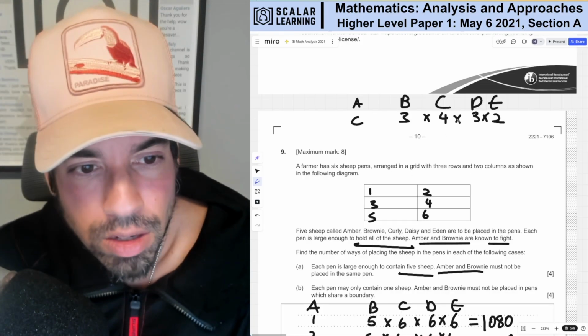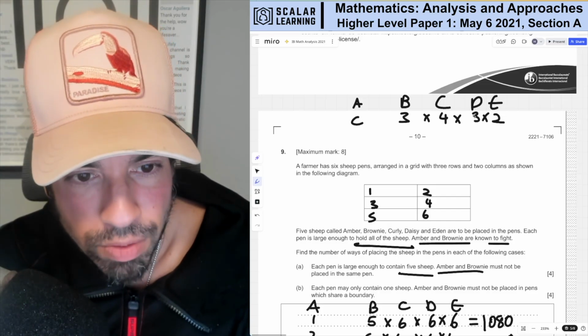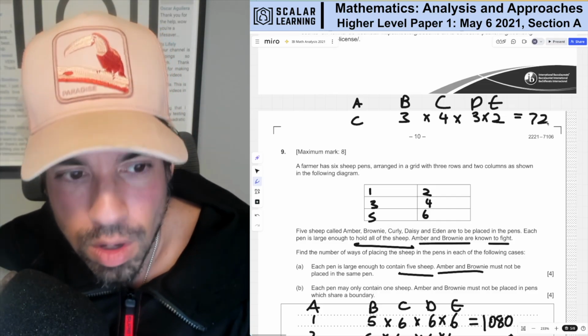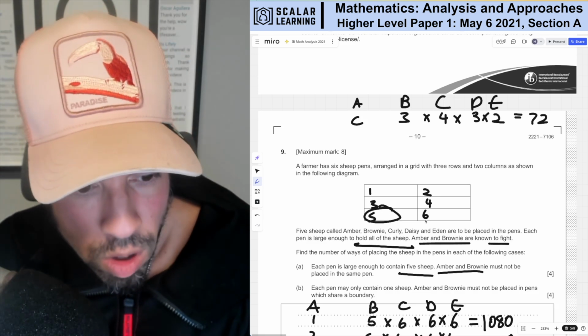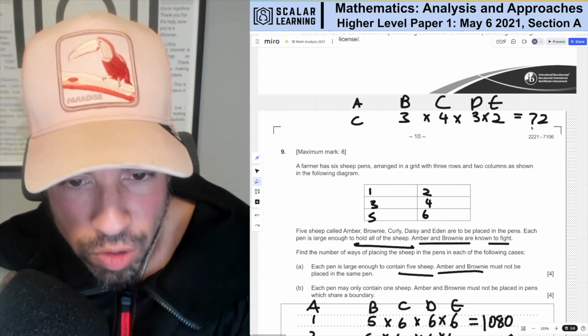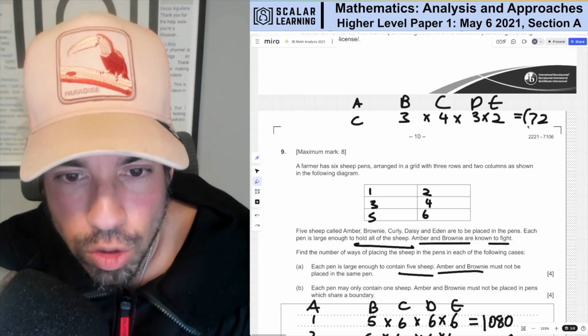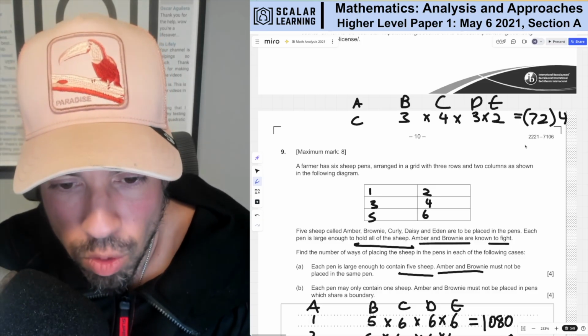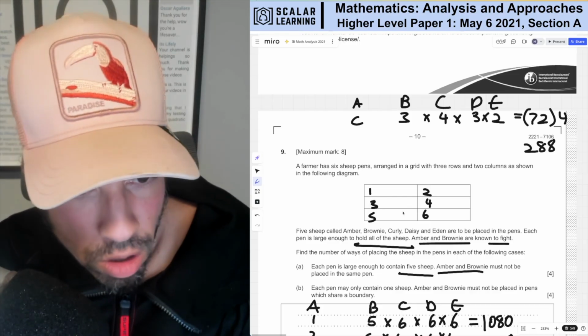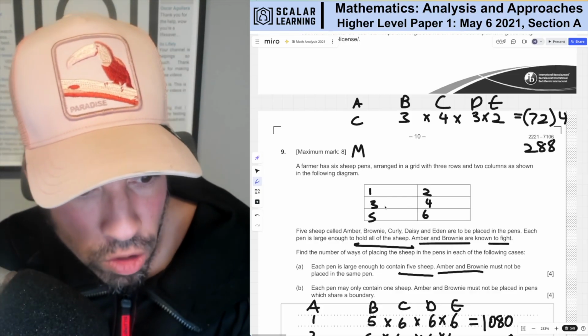So this is the scenario for all the corner spots. We basically have 3 times 3, which is 9, times 4 is 36, times 2 is 72. But how many corner spots do we have? 1, 2, 3, 4. So we're going to have that same number of options for each of those corner spots. So if we get 72 times 4 for all the corner spots, we get a total of 288.